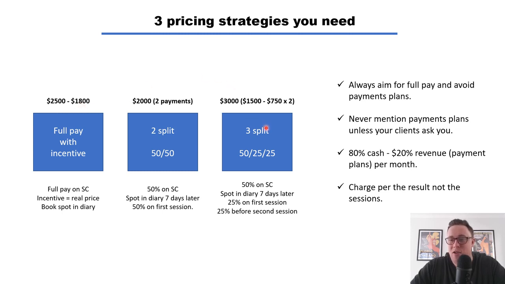So if that's the case, 3-split, we do like a 50, 25, and 25, just for some easy maths. So it's $1,500 on the day, which is almost close if they just pay the full pay, and that's by design. I want them to see the value in that. Then what has to happen is they'll get a spot in my diary 7 days from now, just like the 2-split, and we need that last 25% on the day of the session.